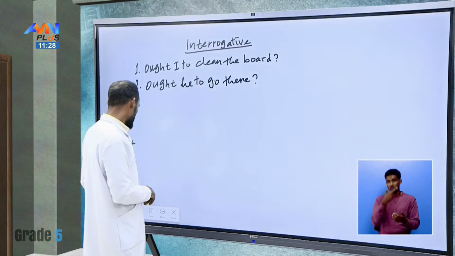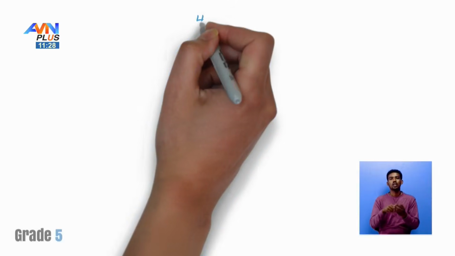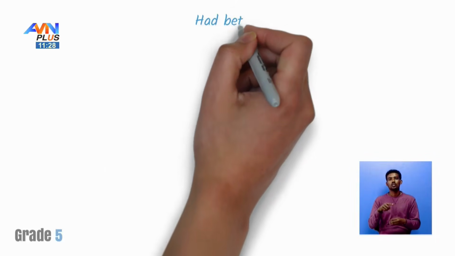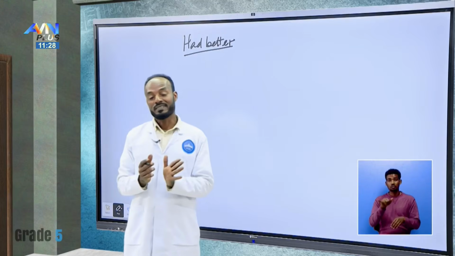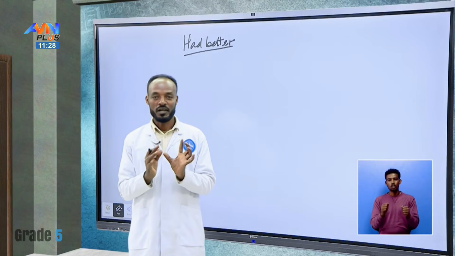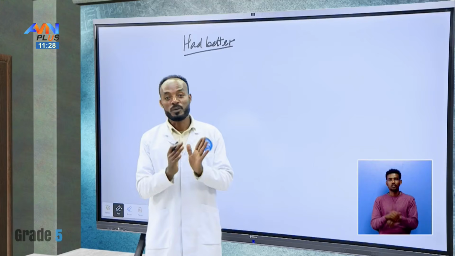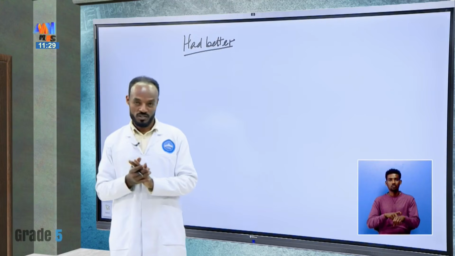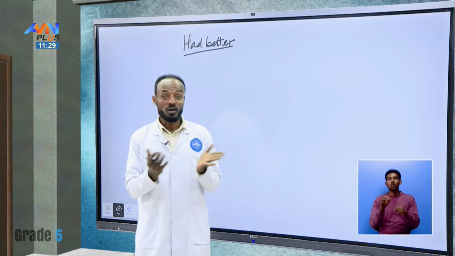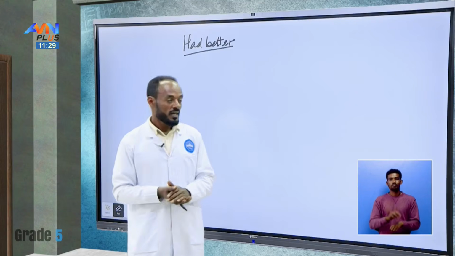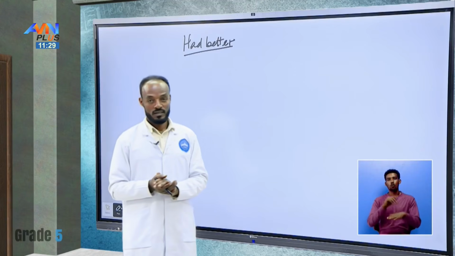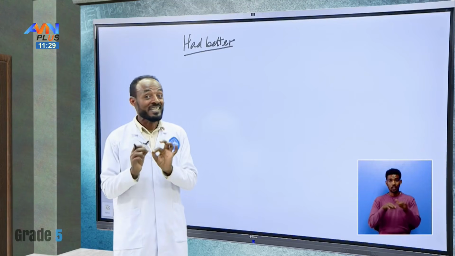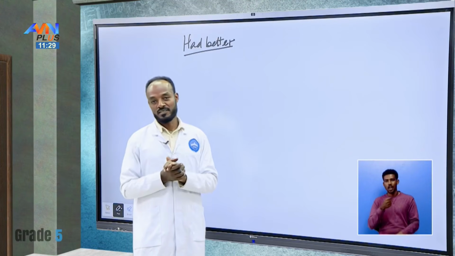So let's go to the next point about had better. Had better, as we said earlier, is just used to give what? A strong advice. And sometimes it can be said to be an obligation. A strong advice means obligation. Is it clear? And also here we can use it to give what? Warning, especially in urgency cases.